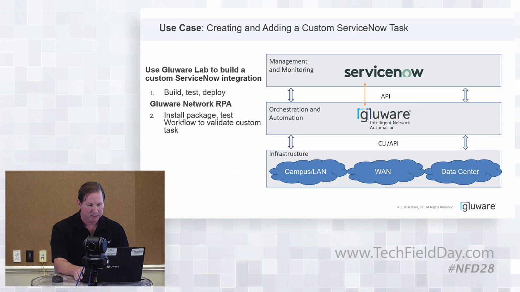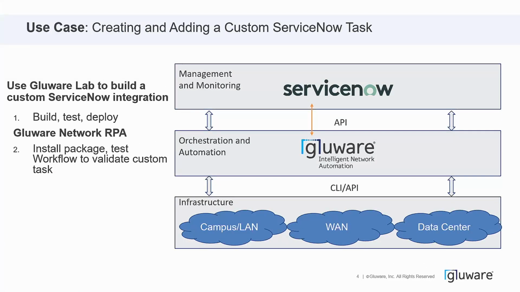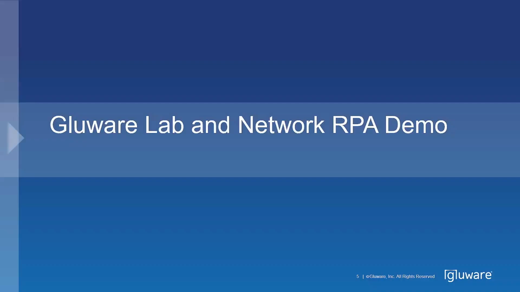In this demonstration, I want to keep the demo simple so you see how Gluware is programmatically interacting with something we've done a lot of work with, which is ServiceNow, probably one of the most common ITSMs we run into out there. So basically, you're going to see how we're using Gluware Lab to build, test, and deploy the integration, and that integration becomes a task in Network RPA, and then we're able to integrate and use it.